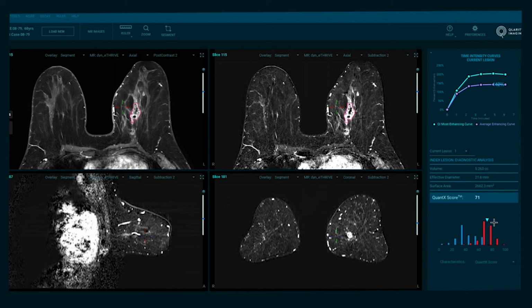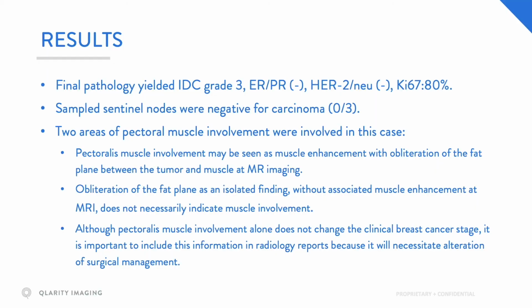So in summary, we have a very aggressive lesion, very aggressive invasive duct carcinoma, and we have a satellite lesion, and we also have enhancement within the pectoralis muscle, which means that we have invasion of the pectoralis muscle, which is an important clinical finding. The final pathology yielded invasive duct carcinoma grade 3, and again a triple negative study, ER/PR negative, HER2 negative, and the Ki-67 was 80%, which was really significant for an aggressive lesion. The sentinel nodes were sampled and were negative for carcinoma.